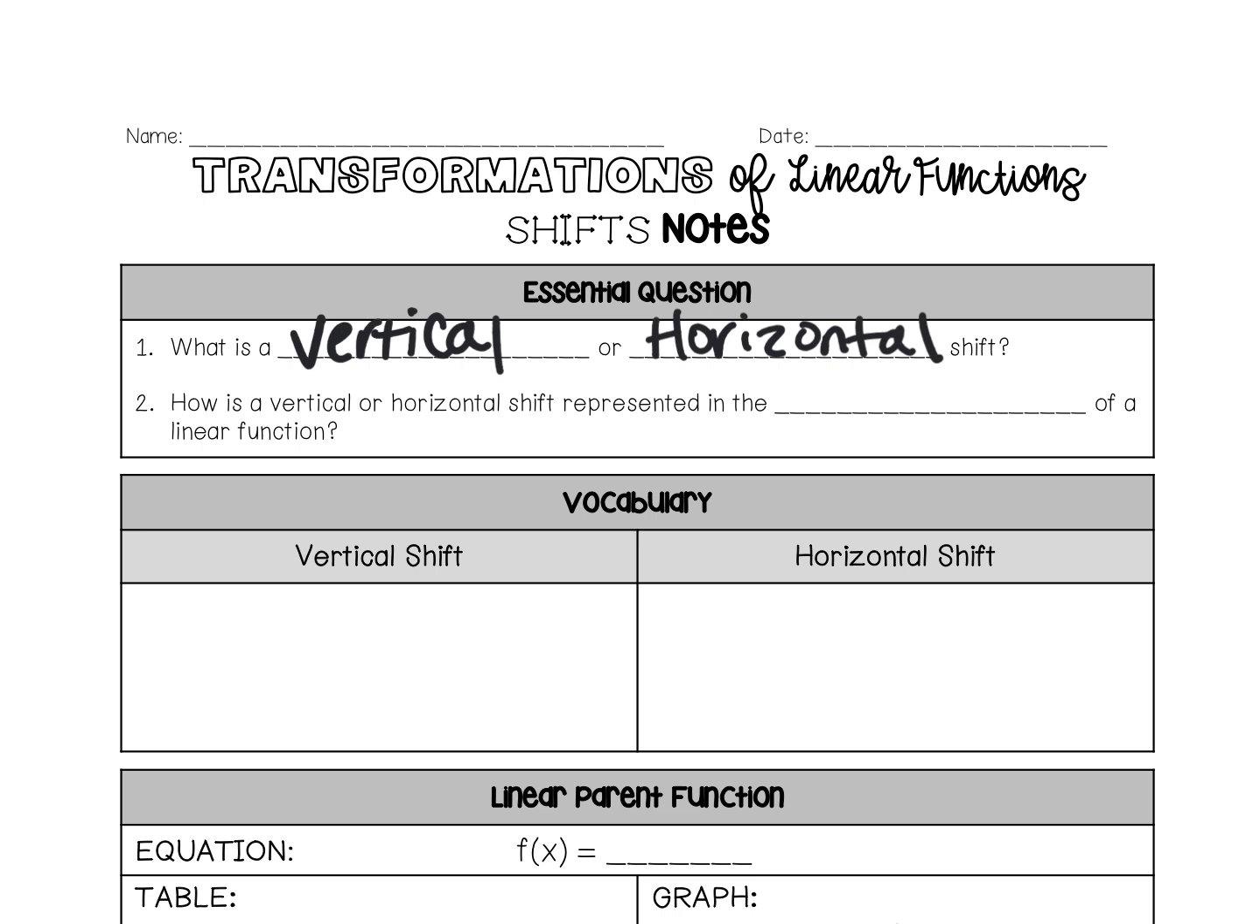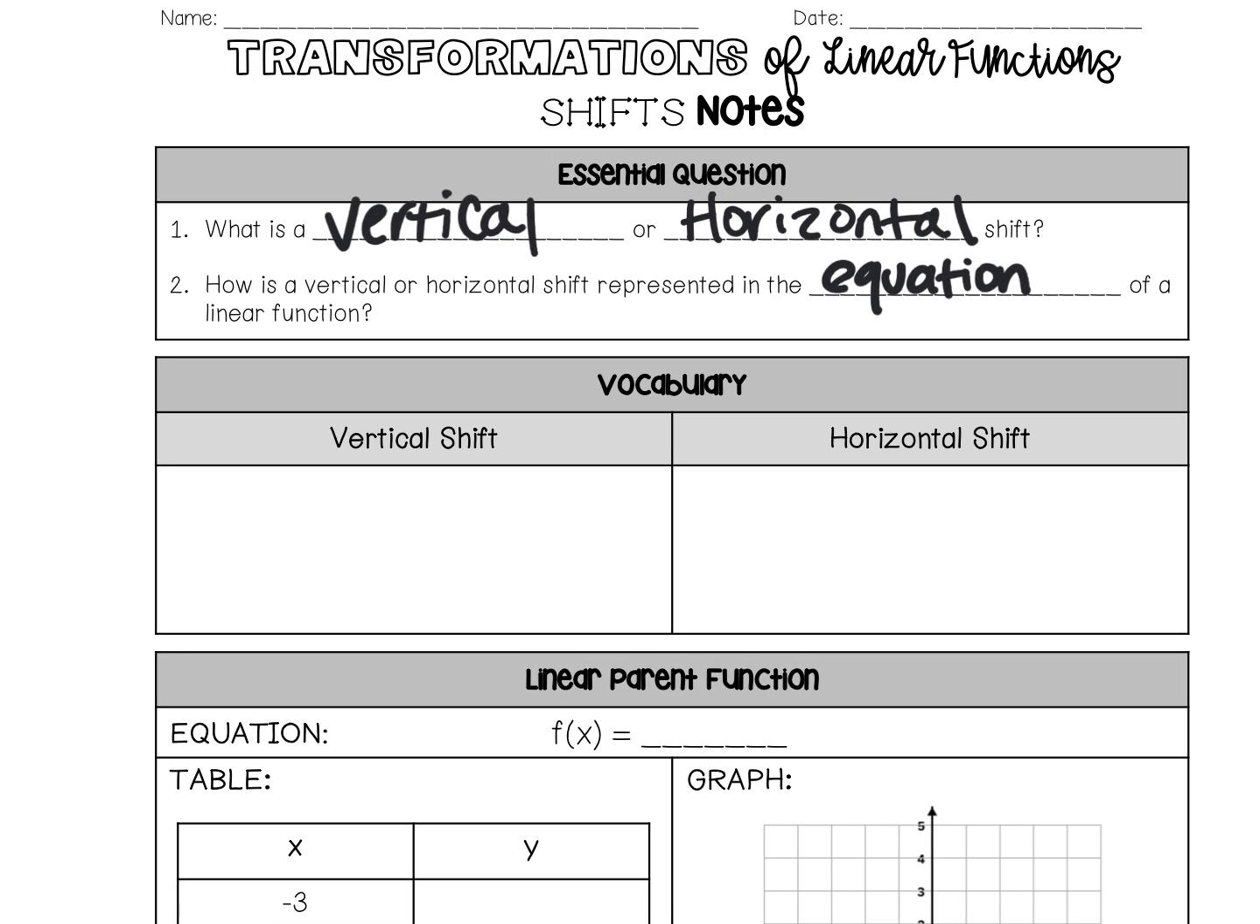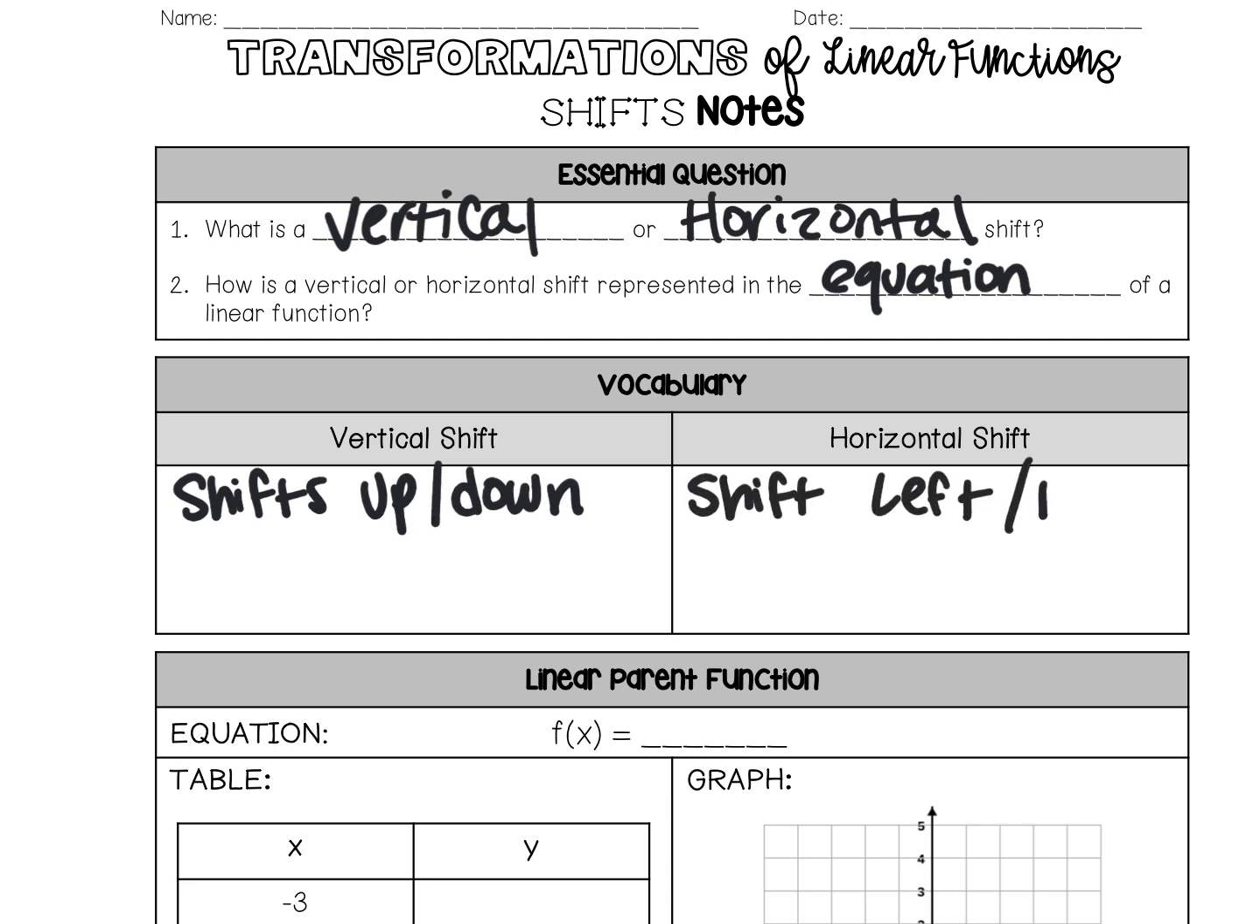How is a vertical or horizontal shift represented in the equation of a linear function? So two types of shifts. We're going to do a vertical shift. A vertical shift shifts the graph up or down. A horizontal shift is a shift that is left or right.